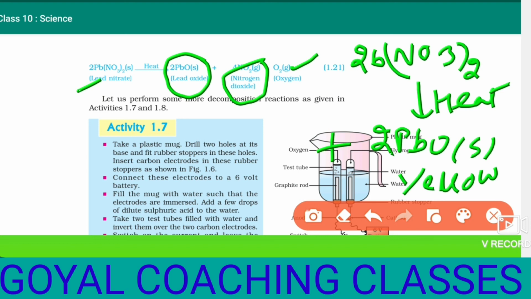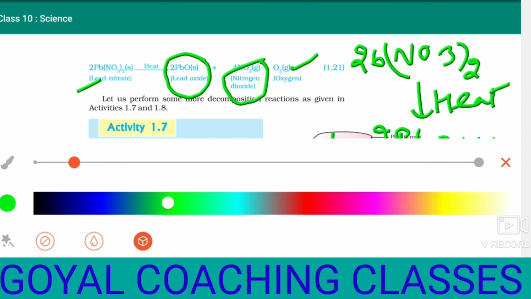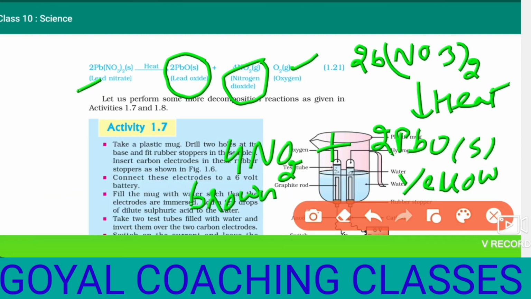Along with that, what are we getting? We are getting 4NO2, which is nitrogen dioxide, which has brown fumes. Along with that, O2. O2 is a colorless gas. Once again, I am speaking to you. This is 2Pb(NO3)2. I will write it again.